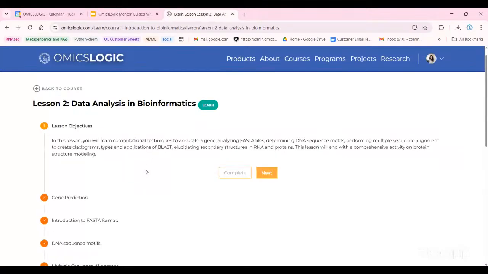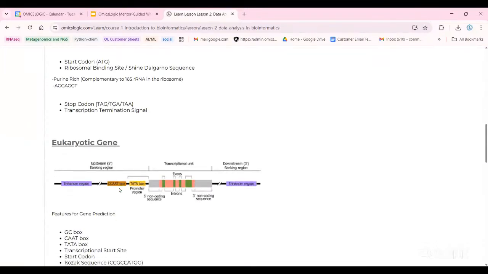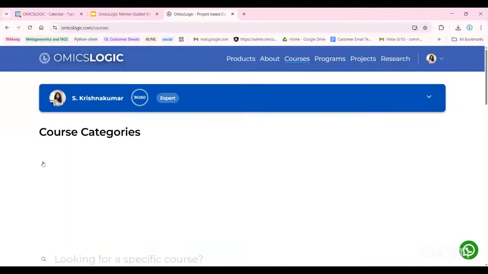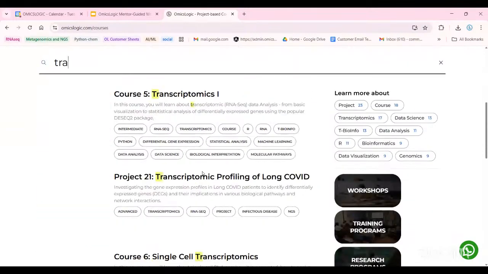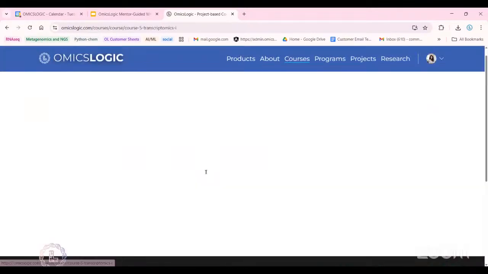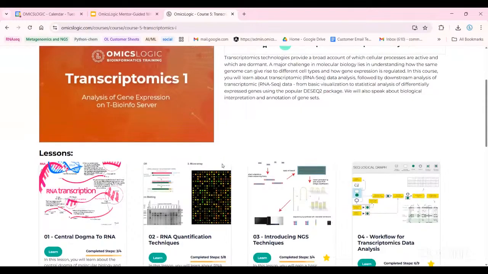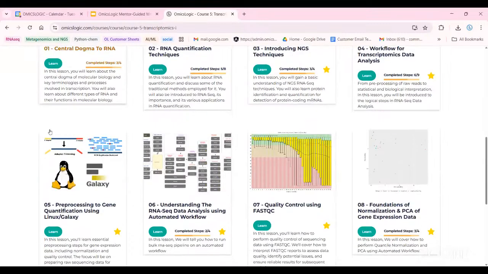So as I mentioned, it includes short tutorials, and there are short assignments and quizzes that will help enhance your learning experience. And apart from that, we also have some courses that are technology driven and also some that are application focused. So one of the most popular interests among students is RNA-seq data analysis. So I'll just quickly open one of these courses on transcriptomics and show you how these are put together.